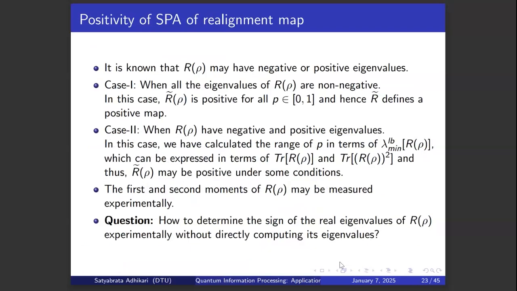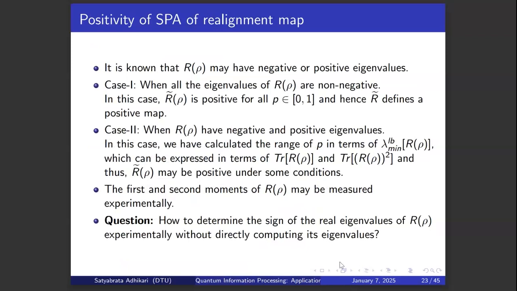So, positivity of the structural physical approximation of the realignment map. As I already told you, this R rho, the realignment map, may have negative or positive eigenvalues. So now let us consider case 1. Suppose that all eigenvalues of R rho are non-negative. Let us suppose there exists some state rho for which, when you perform the realignment operation on rho, all eigenvalues are non-negative. That means greater than or equal to 0.